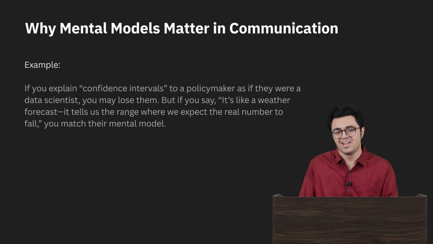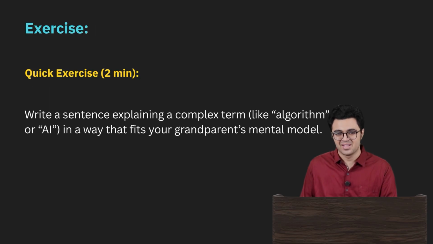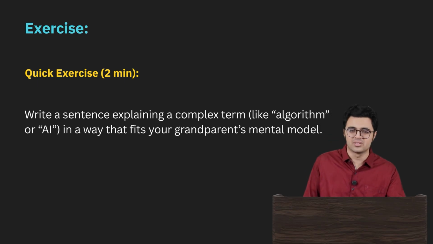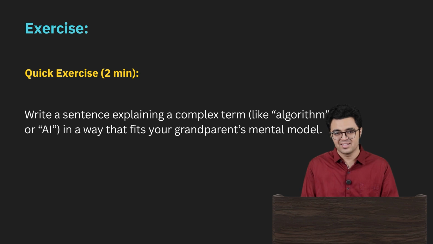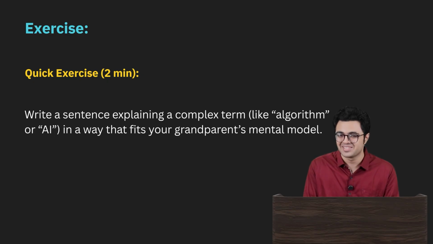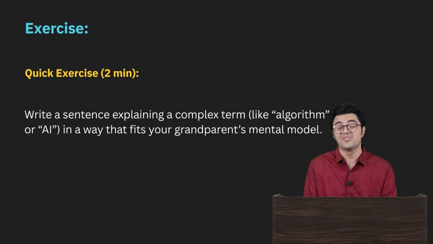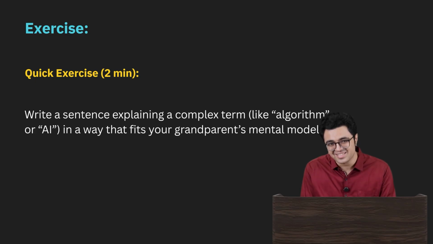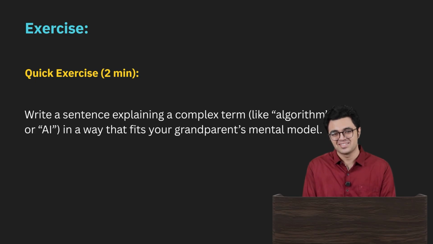At this stage, let's do a quick exercise. Explain a complex term, for example, an algorithm or an AI, in a way that fits your grandparents' mental model. If you were to explain what an algorithm is to your grandparent, or if you were to explain what AI is to a grandparent, how would you do it? Because you would need to match your grandparents' mental models.